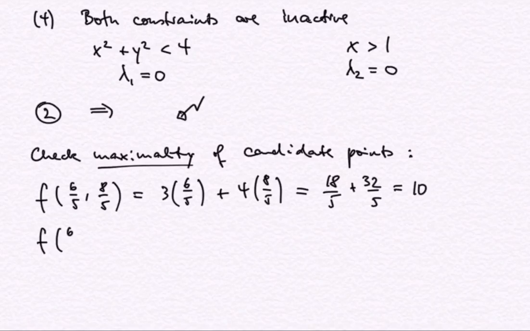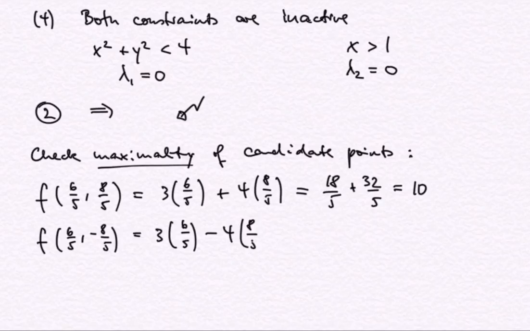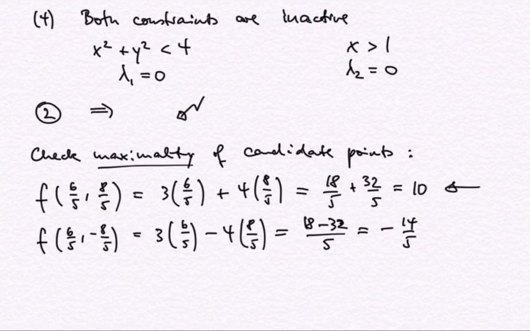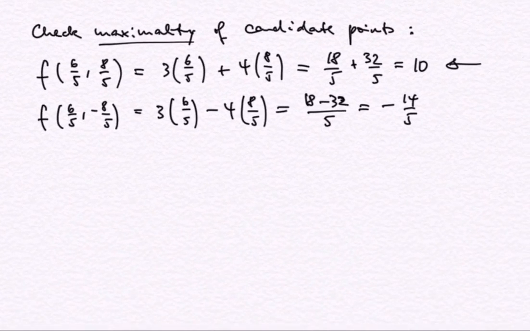And then I can already anticipate I'm not going to get anything from the negative value for y, because all I'm going to do here is subtract this term, and that's certainly not going to maximize the function. So I get 8 minus 32 over 5 here. So this is minus 14 over 5, certainly smaller than 10. So this is my candidate for a maximum. So let's check sufficiency.